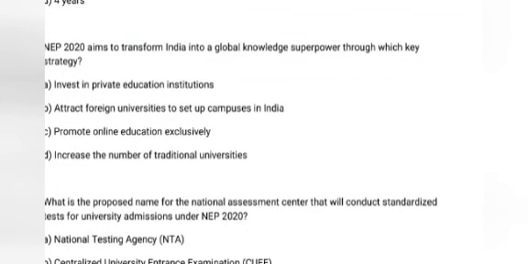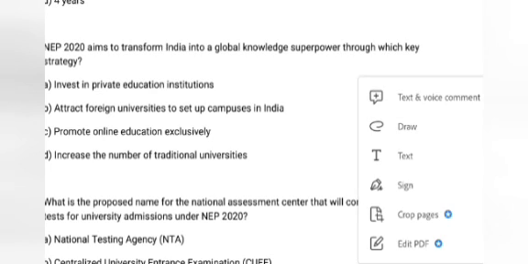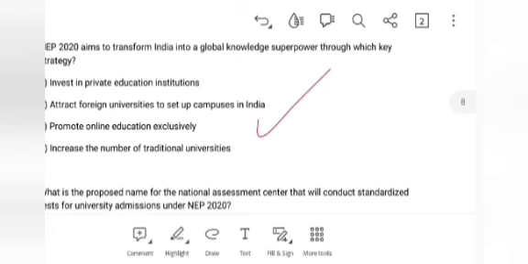NEP 2020 aims to transform India into a global knowledge superpower through which key strategy? Invest in private education institutions, attract foreign universities to set up campuses in India, promote online education exclusively, increase the number of traditional universities. It will be B, attract foreign universities to set up campuses in India.